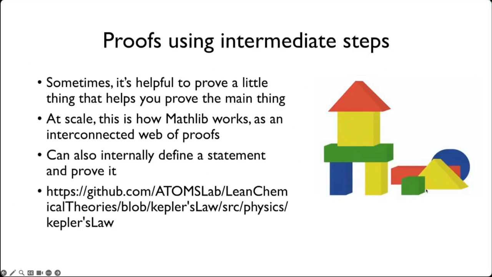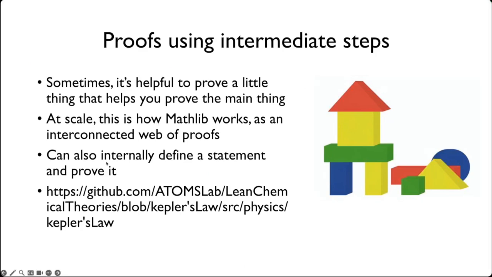So I illustrated this with some blocks. Maybe you can't go all the way to the top until you start constructing everything from the bottom up and build up a fancy proof. And this is at scale how Mathlib works. Mathlib is this massive interconnected web of proofs. We have over 150,000 theorems, and they build on each other. And you use smaller proofs in order to build bigger ones, or you use more fundamental, more simple proofs in order to build ones that depend on those.